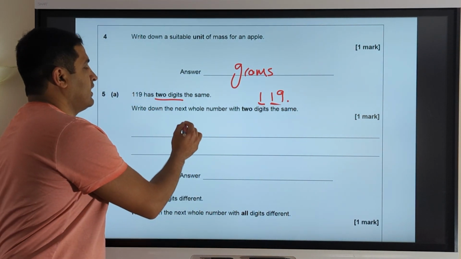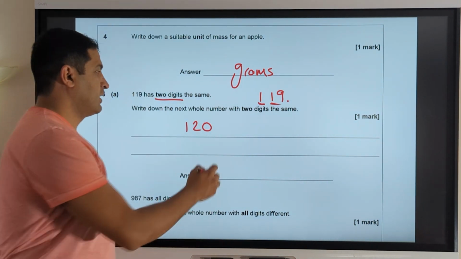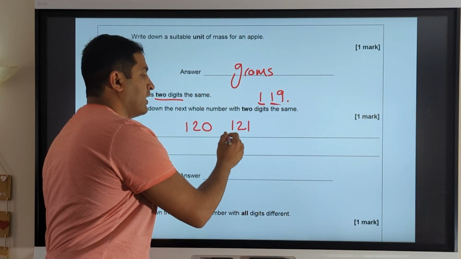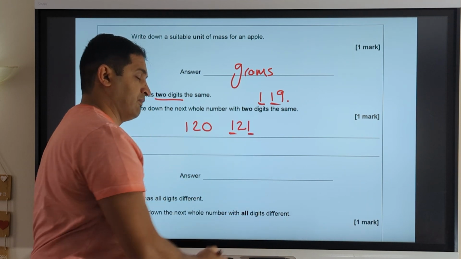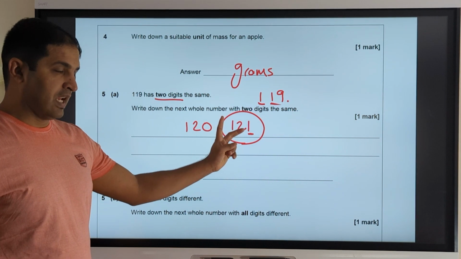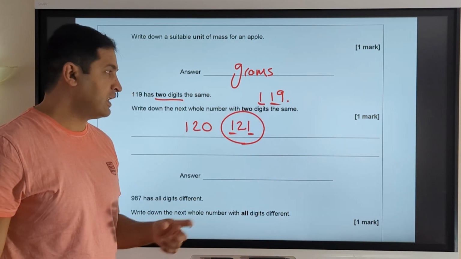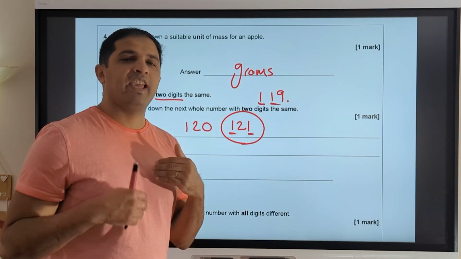So after 119, we get 120. None of the digits are the same. Then you get 121. These 2 again are the same. So that's our number that we needed. 1 and 1, they are the same digits in 121. That's the next number after 119 that has 2 digits that are exactly the same.